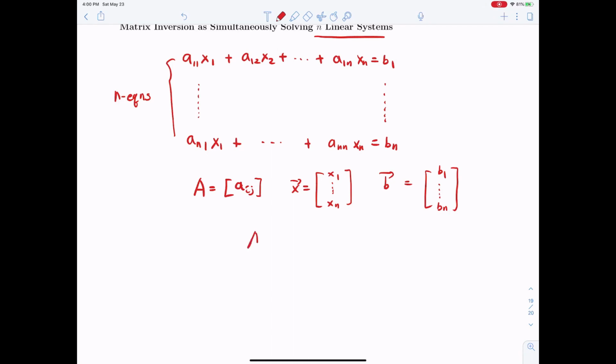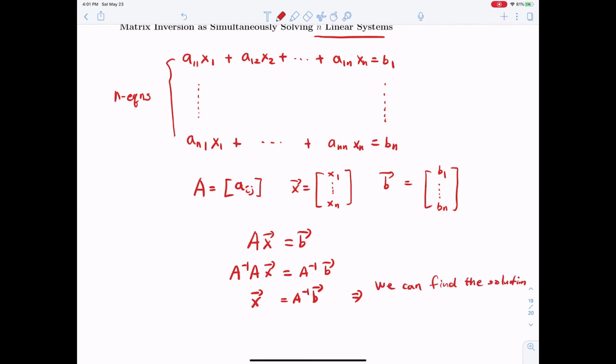Then we can form the matrix equation Ax equals b. And once you can find the inverse matrix, if you multiply the inverse matrix to both sides, this will give you x equals A inverse b. This way we can find the solution for the given system of equations.